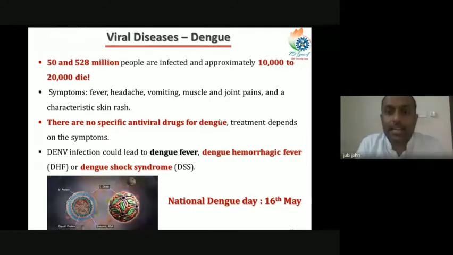And again, there are no antivirals that can cure dengue virus infection. Whenever we have a dengue virus infection, we only treat the symptoms. That is, if you have a temperature or body pain, you take an antibiotic or an analgesic.